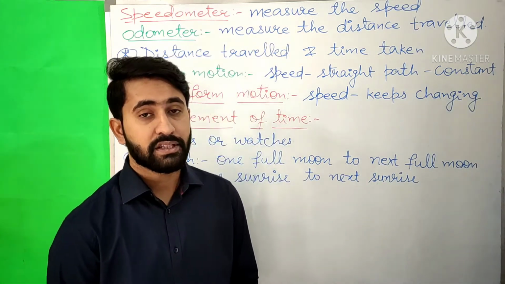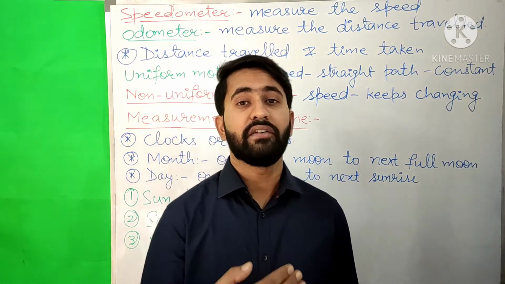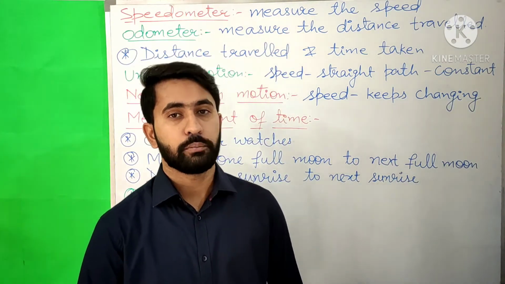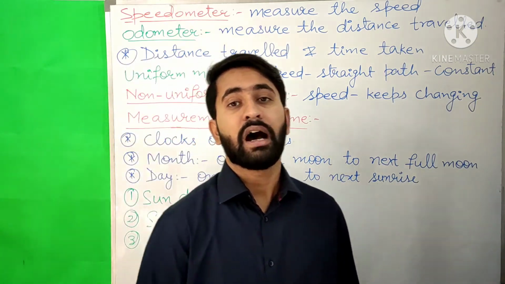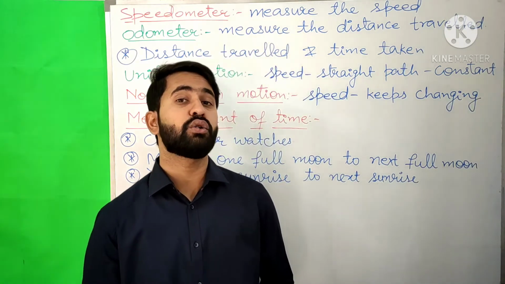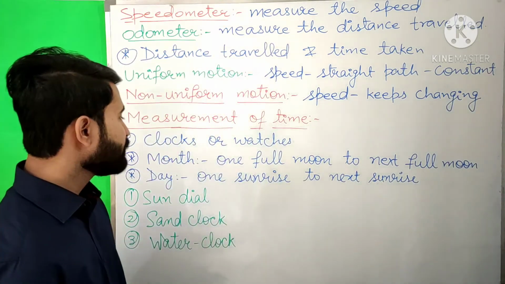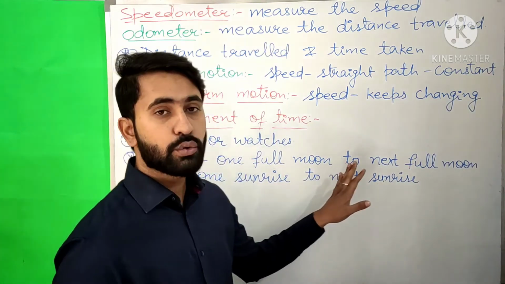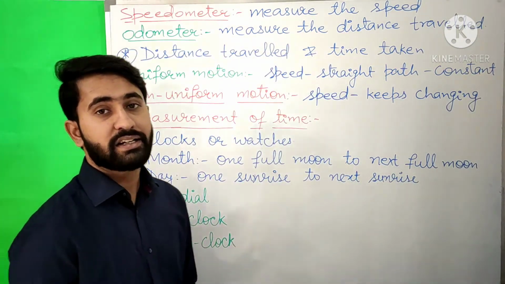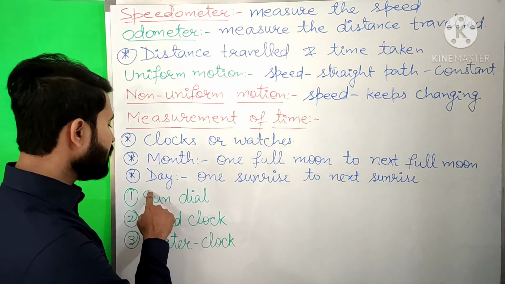In ancient times, people used some natural phenomena which repeated after regular intervals of time. For example, it was observed that the full moon occurs after a fixed interval of time and the sunrise also occurs after a fixed interval of time. So the time from one full moon to the next full moon was called a month, and the time from one sunrise to the next sunrise is called a day.